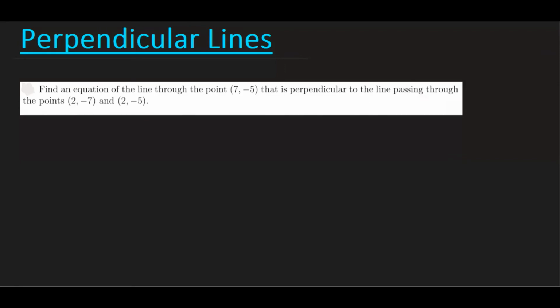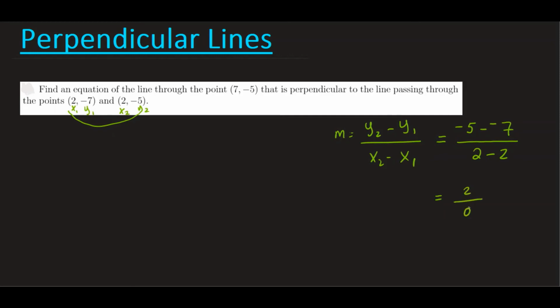For this example, we want to find an equation of a line that goes through the point 7, -5, that is perpendicular to the line passing through the points 2, -7 and 2, -5. So we want to find the slope of the line that connects these two points. The slope is given by the formula y2 minus y1 over x2 minus x1. Let's label the first point x1, y1, the second point x2, y2, and plug them into the slope formula. We have -5 minus -7 over 2 minus 2. On top we get positive 2 over 0. Well, you can't have 0 in the denominator, right? So that means the slope is undefined.